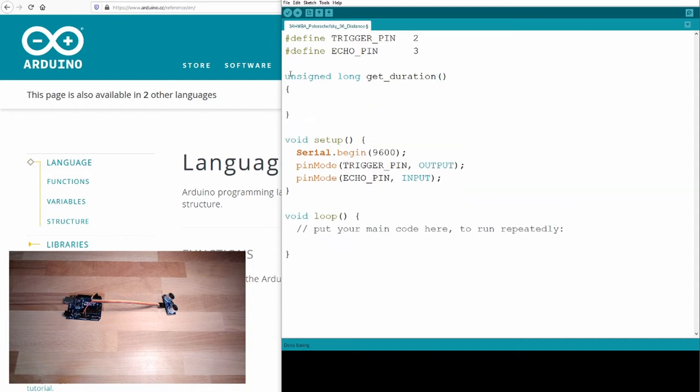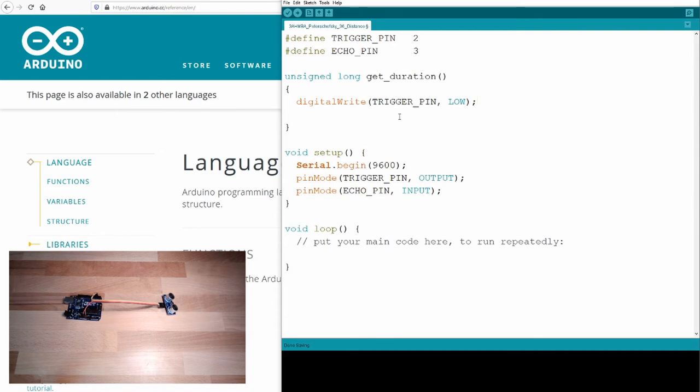How to get the duration? Duration means how long the round trip time was. I have to make sure that on the trigger pin there is a pulse. Okay, digital write. So I write the pulse simply. I will use the trigger pin and set it to low, even if it was high for whatever reason, it's now low.